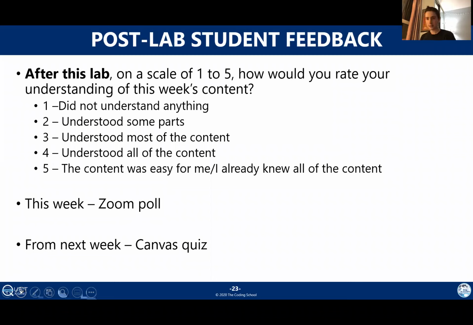Okay, it looks like most people have actually already voted. Good, looks like there's generally an improvement. So that's always good to see.